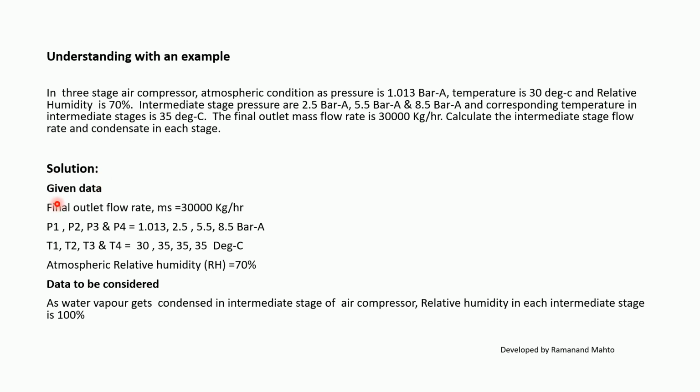How can we calculate this? What are the given data? Final outlet flow rate is given, which we can call MS, is 30,000 kg per hour. P1, P2, P3, P4 are 1.013, 2.5, 5.5 and 8.5 bar absolute. T1, T2, T3 and T4 are 30, 35, 35, 35 degrees Celsius, and atmospheric relative humidity is 70%. It is to be considered that the water vapor gets condensed in the intermediate stages of the air compressor, so relative humidity in each stage is 100%. That has to be considered.